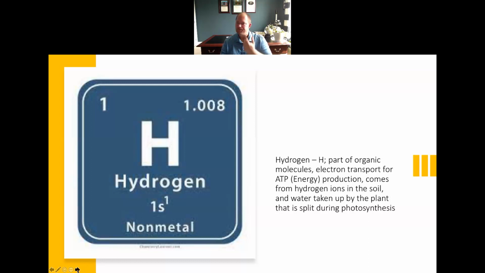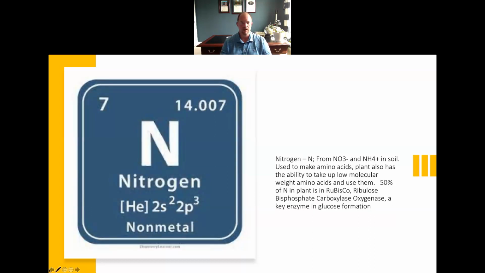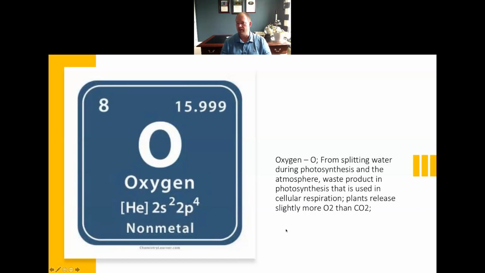So, a very, very critical component to the plant, but, again, widely available to the plant, both in ionic form through the soil, and the primary form obviously would be through water. So the next one down would be oxygen.